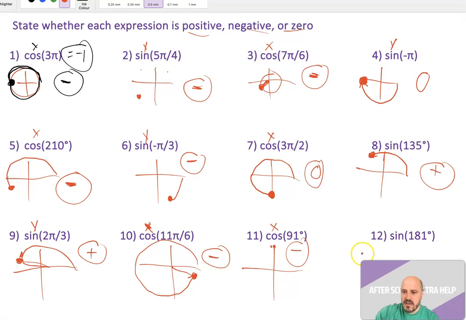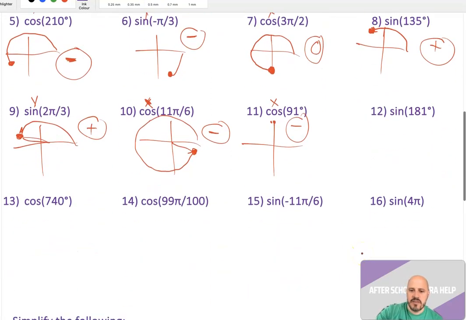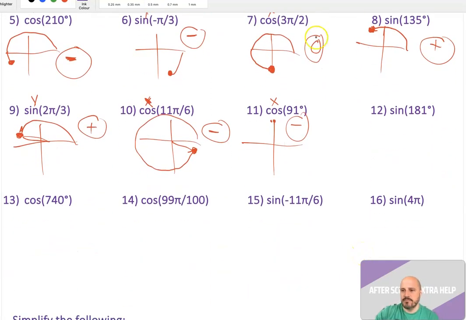How about the sine, and I'll scroll down a little. How about the sine of 181? Well, the sine of 181, let's draw, again, a little rough sketch. Well, 180 is right at that x-axis. If I go a little past it, I'm in negative y territory, right? So the sine value is going to be negative.